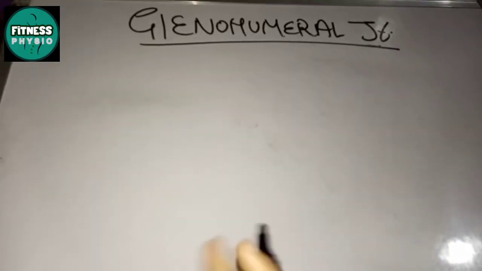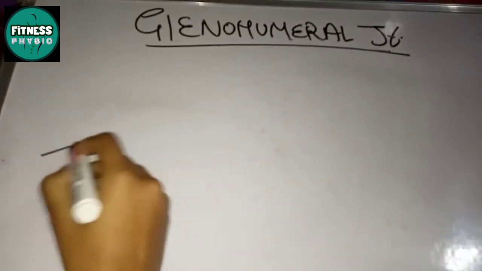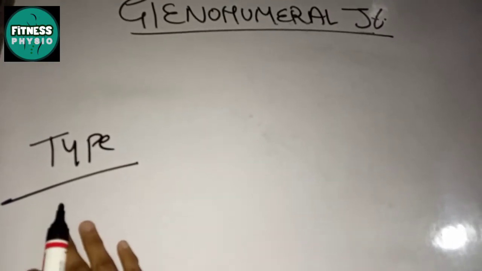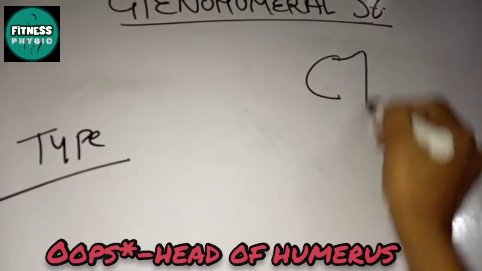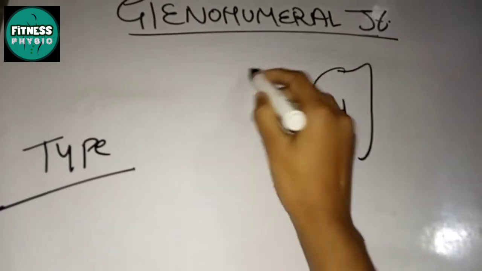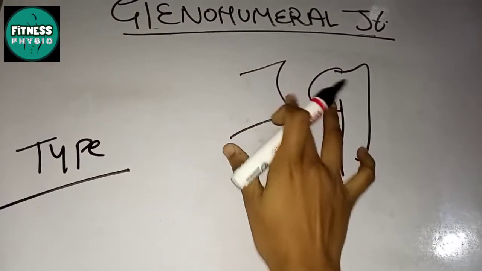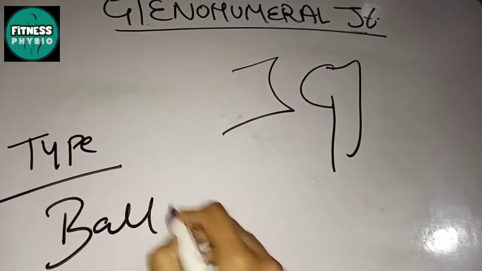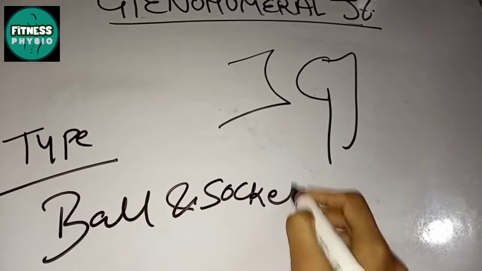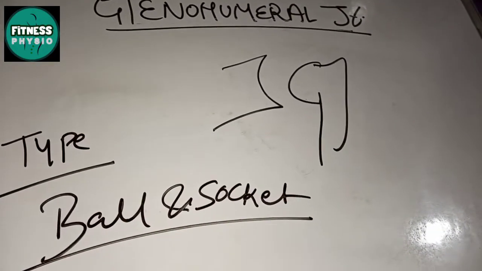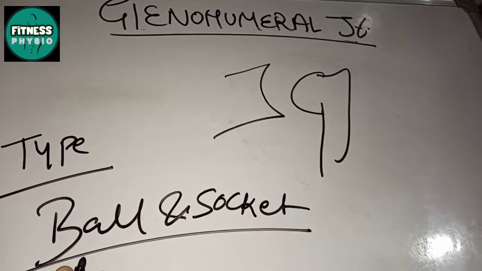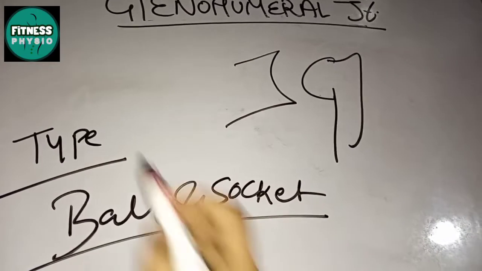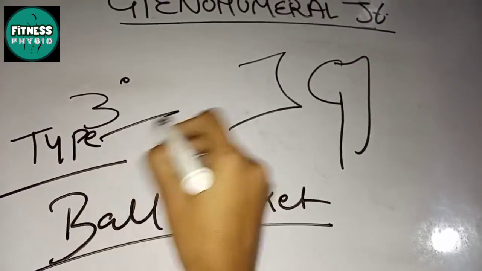Now the next topic we will be discussing is which type of joint the glenohumeral joint is. If you see, the head of the humerus is like a ball-like structure, and this is a socket-like structure, the glenoid fossa. So which type of joint is this? It is a ball and socket type of synovial joint. Now, how many degrees of freedom does this joint have? It has 3 degrees of freedom.